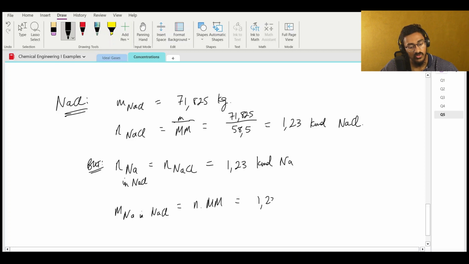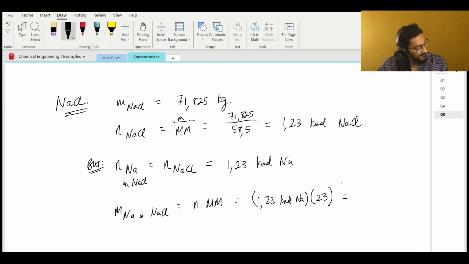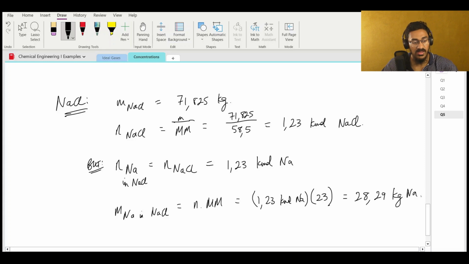So that's 1.23 kilomoles of Na multiplied by the molar mass of Na, which is 23. And that should come out to be... Okay, 1.23 multiplied by 23. That should give me 28.29 kilograms of Na. And that is just for the sodium chloride.